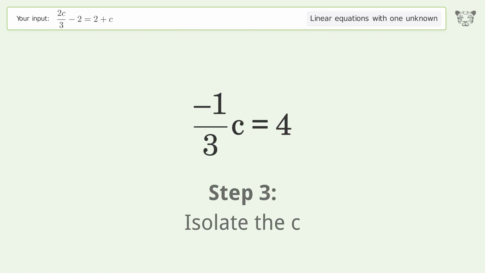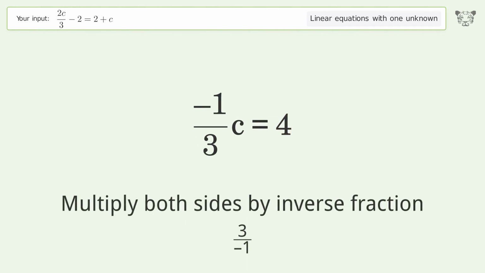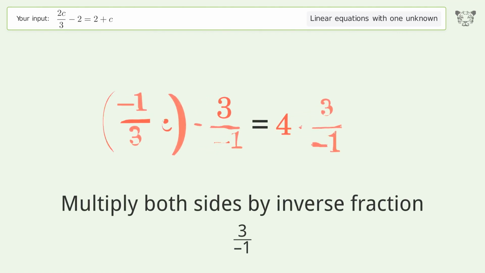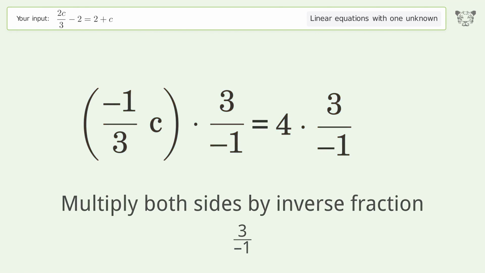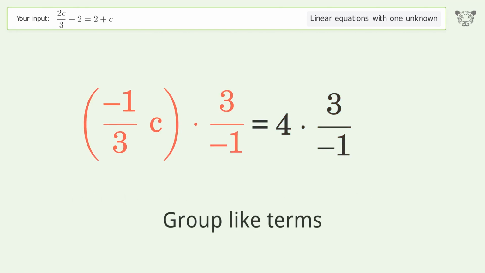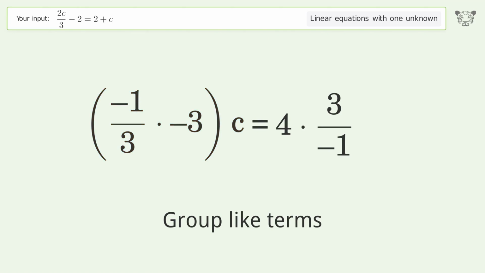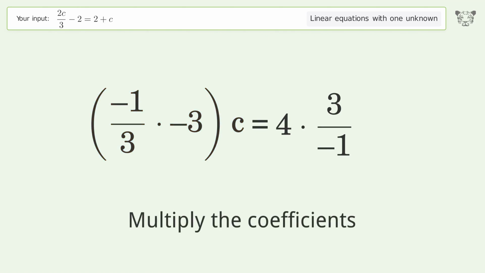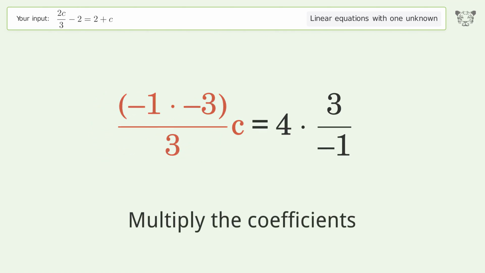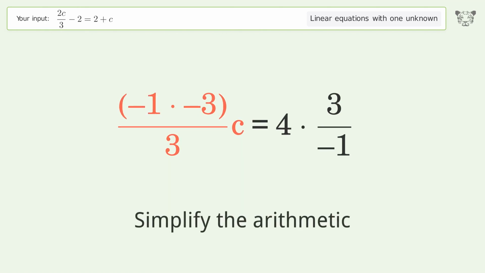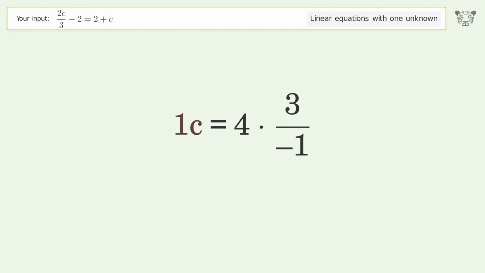Isolate the c. Multiply both sides by inverse fraction 3 over -1. Group like terms. Multiply the coefficients. Simplify the arithmetic. And so the final result is c equals -12.